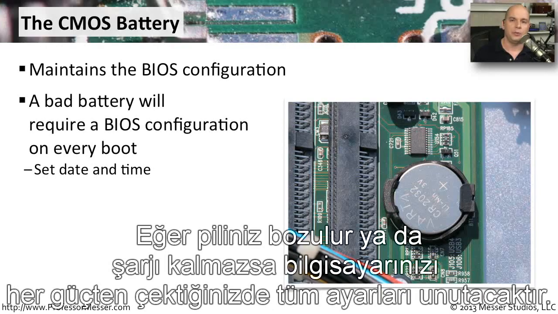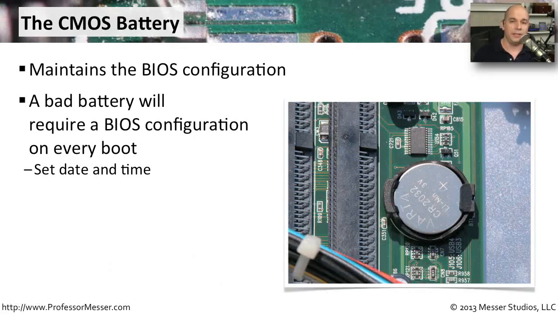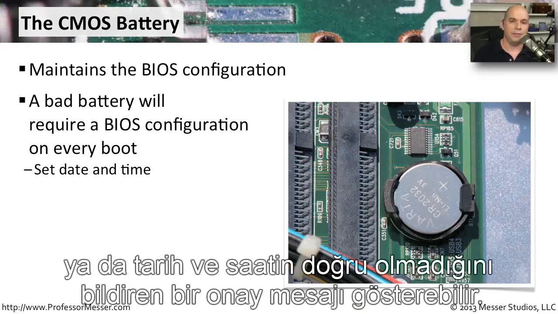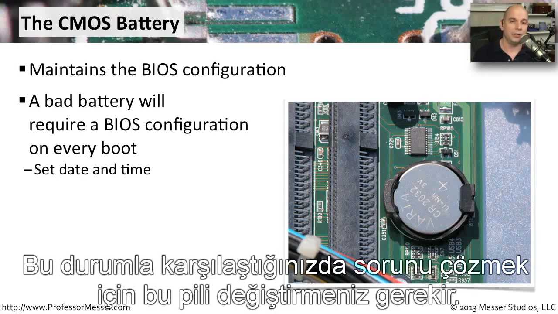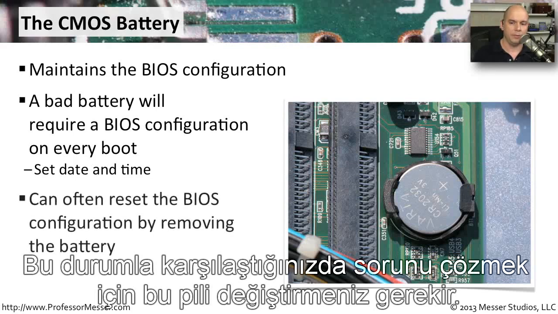If the battery goes bad or if the battery no longer has a charge, then obviously the configuration of your computer is going to be erased every time you lose power to that PC. And it may give you prompts saying that the configuration is invalid or that the date and time is not correct. And if that occurs, you may be looking at replacing that particular battery to resolve the problem.